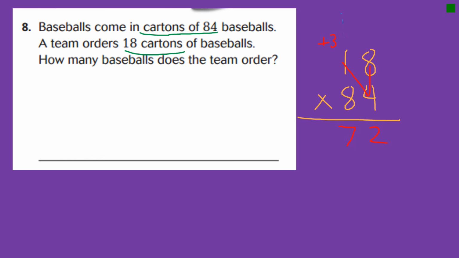Let's see. I'm finished with the ones place. I show that by putting that placeholder in the ones place. I'm finished with you up there because I already added you on. And I move to the tens place now. Okay, so here we go. 8 times 8, so it's the tens times the ones here. 8 times 8 is 64. Now we've talked a lot about strategies for your 8s, so I hope you use good ones when you do this, okay? 8 times 8 is 64.